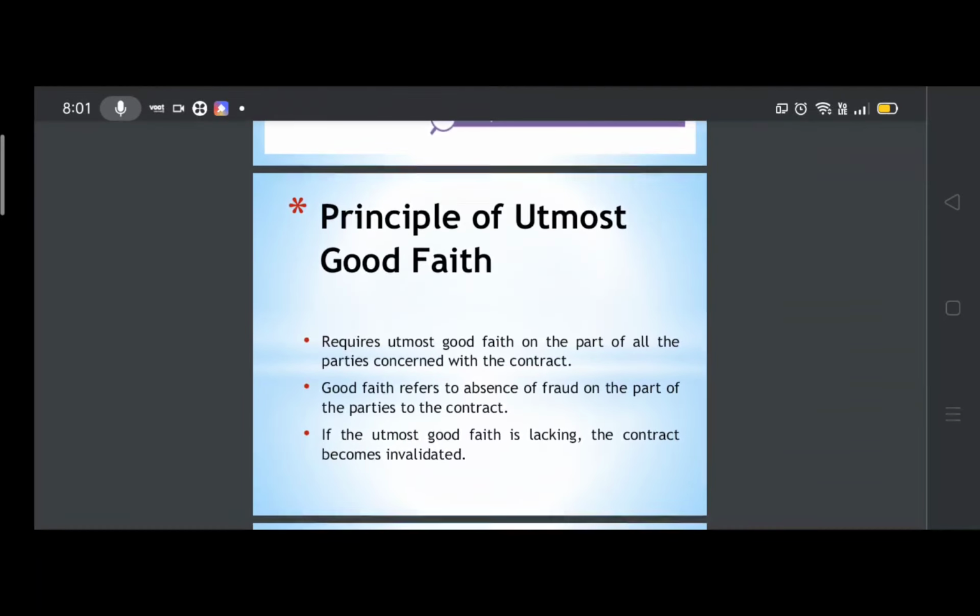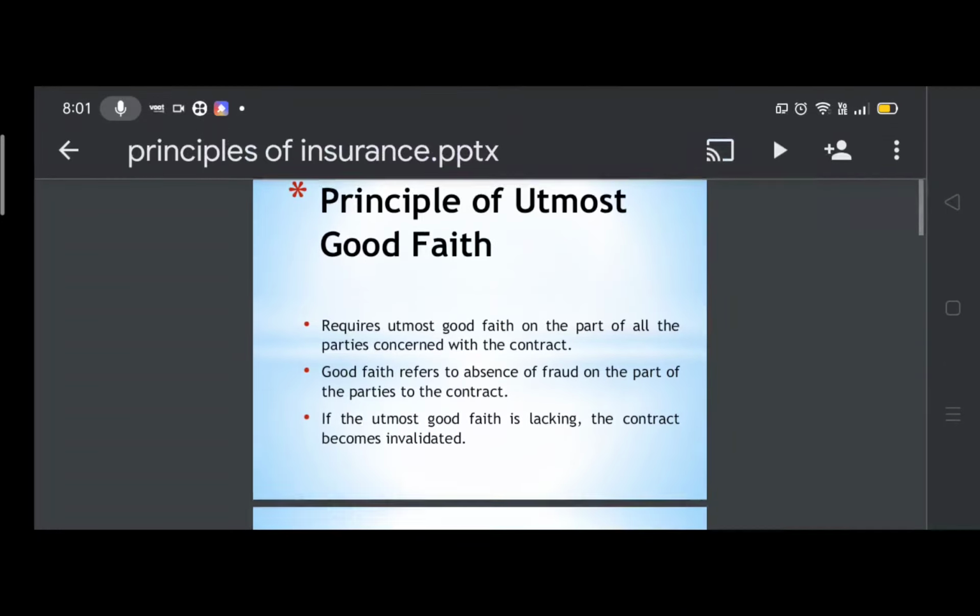The principle of utmost good faith tells that both the parties should trust each other. Otherwise, the contract becomes invalidated. There shouldn't be any fraud on behalf of any of the parties. Both the parties should disclose all the material facts which are relevant to the contract. In case such faith is missing, the contract is not valid at all. So that is about the principle of utmost good faith.